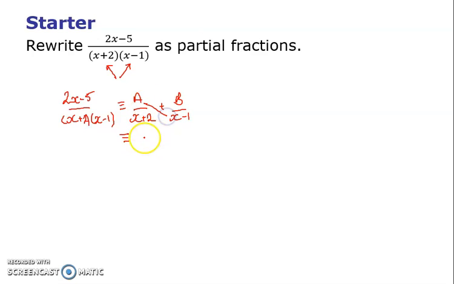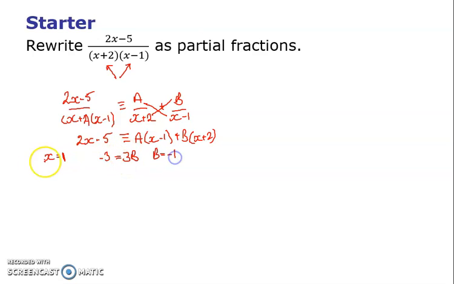And when I do that, they get times by each other. And they get times by each other. And you should recall that I don't particularly then bother writing the bottom, I just put the top. Because the bottoms are the same, and therefore I can ignore them. So what we now do, of course, is we set x equal to a number which makes the bracket disappear. So when x equals 1, for instance, 2 minus 5 is minus 3. And if I put 1 in here, I get 3b. So therefore b equals minus 1.